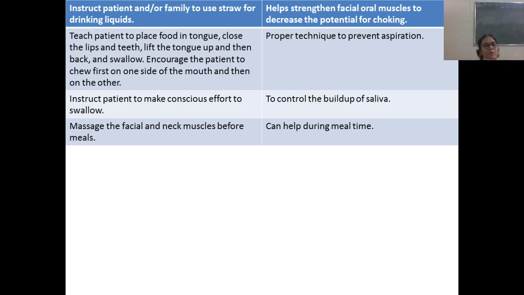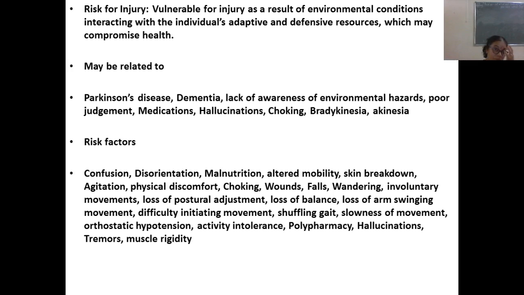Instruct patient to make a conscious effort to swallow, which controls buildup of saliva. Massage the facial and neck muscles before meals, which can help during mealtime.